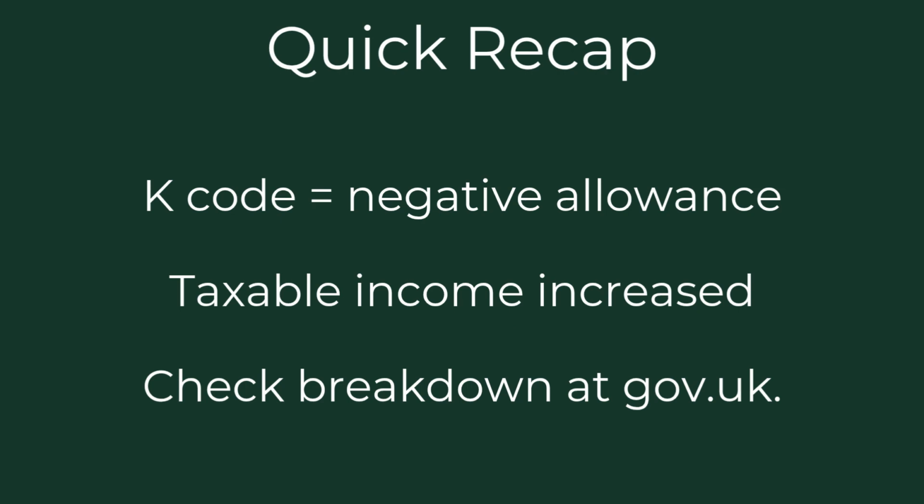To recap, a K code means you have a negative allowance. Your taxable income is increased rather than reduced, most commonly caused by a taxable benefit, unpaid tax, or a taxable state benefit. Check the breakdown in your personal tax account at gov.uk to make sure yours is correct.